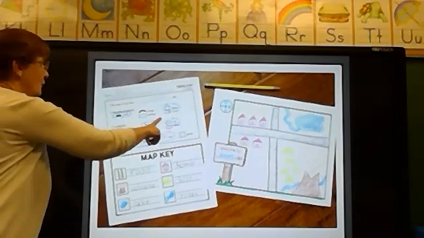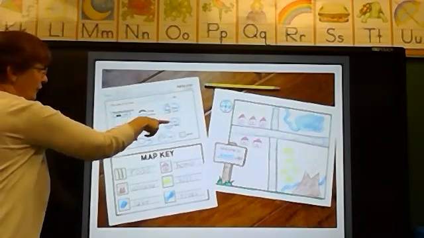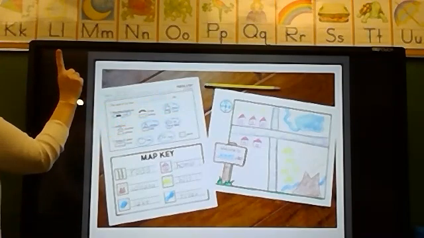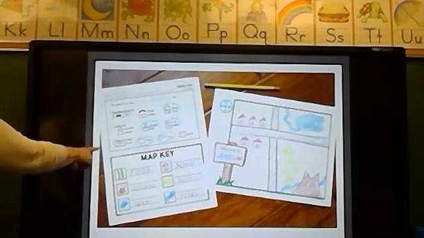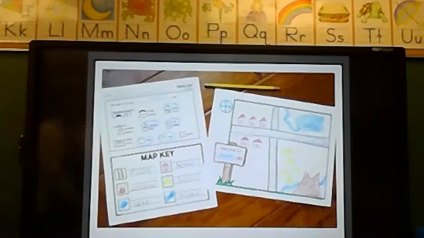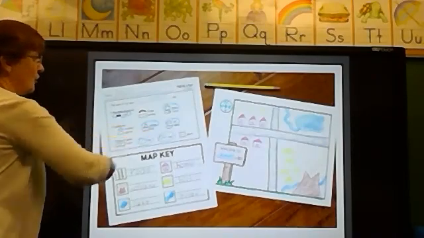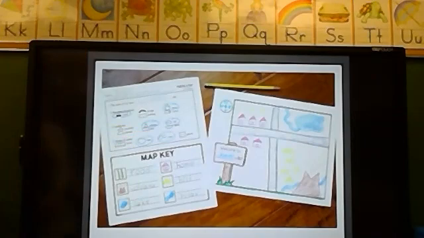Landforms, you must choose one. You can see that this student chose 2. That's fine, but you have to have at least one. Bodies of water, you must have one. You can see that this student chose 2, and that's perfectly fine, okay?